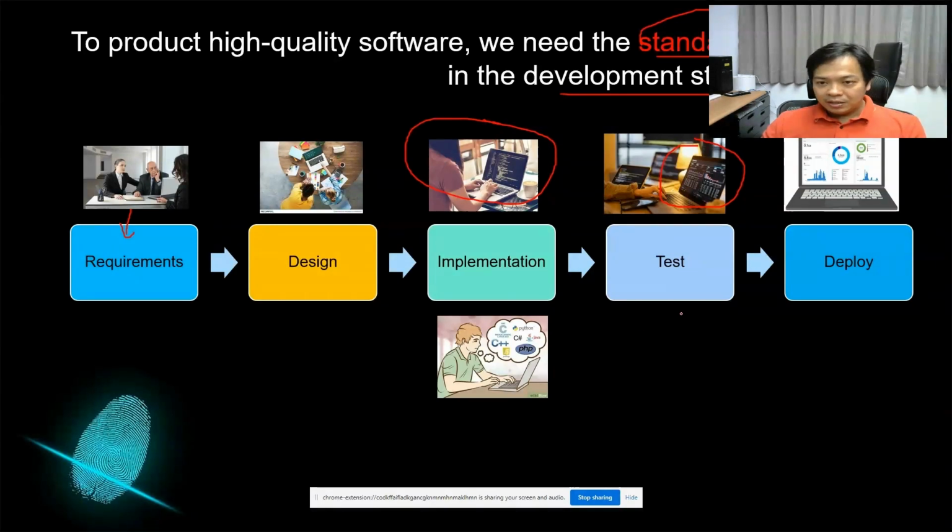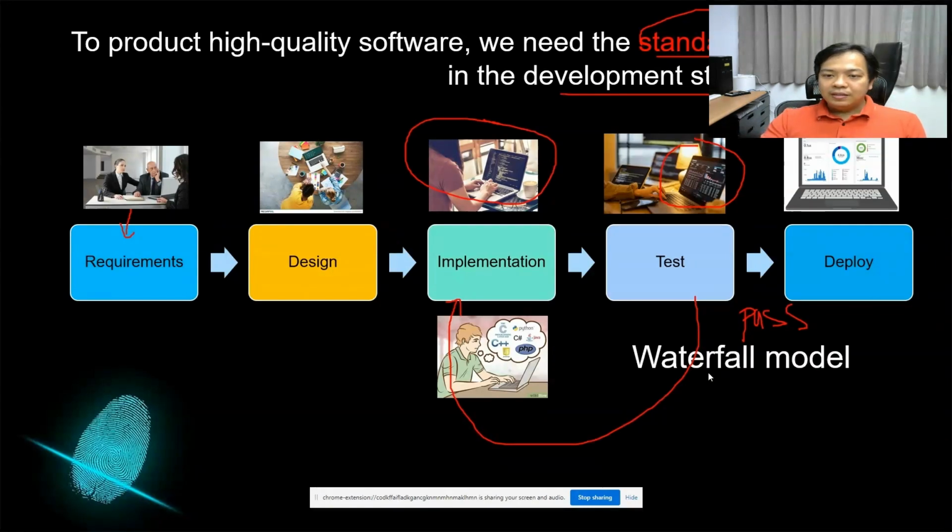If the test passes, you can go to deploy in production. If the test does not pass, that means you need to go back to implementation to fix it. This is the development process, the standard one, called the waterfall model.